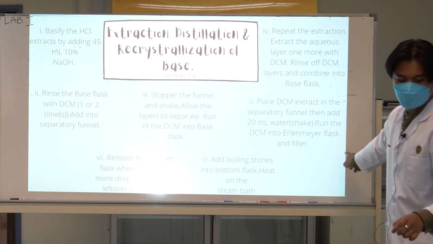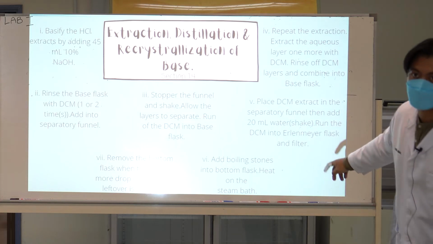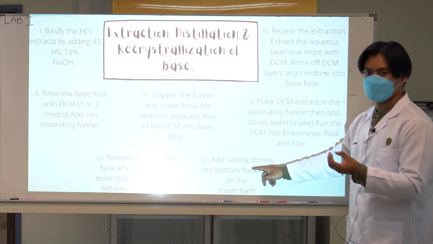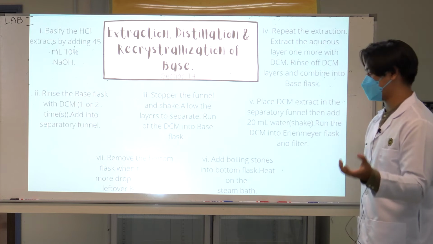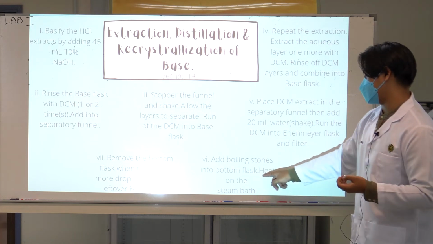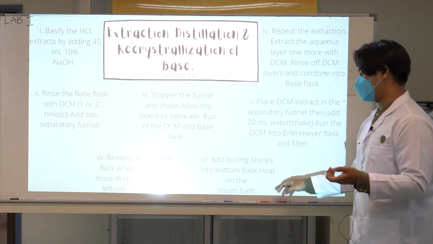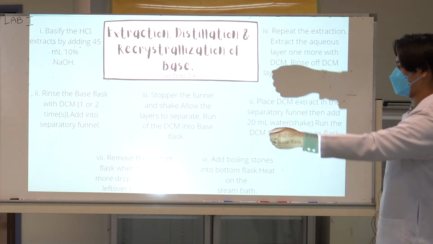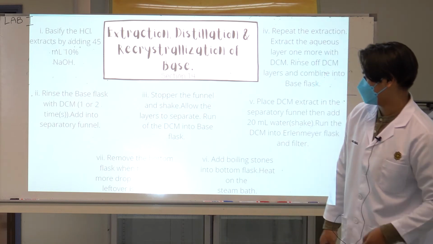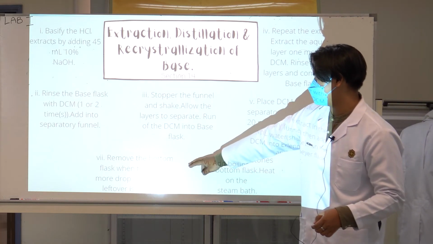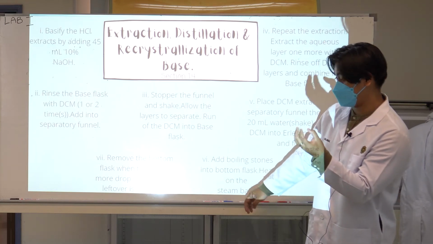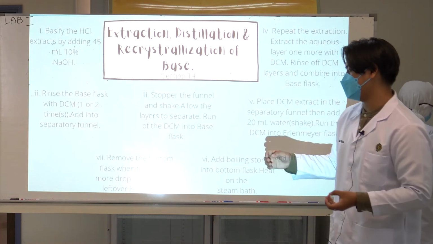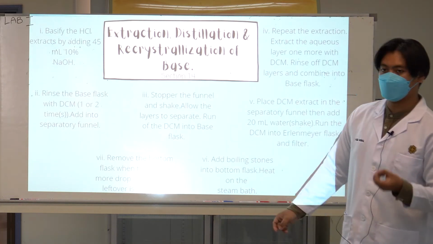We need to add anhydrous sodium sulfate first. Then put boiling stones, which is an anti-bumping agent that is porous, into the bottom of the flask. And then we heat on the steam bath, which we have there. When the distillation is done and we know that there is no more drop of liquid in the process, we remove the bottom flask. The leftover is the base.